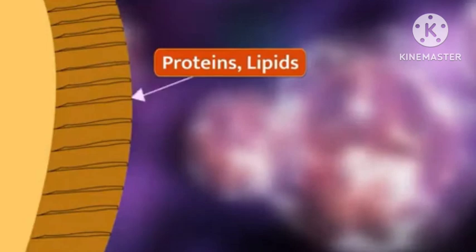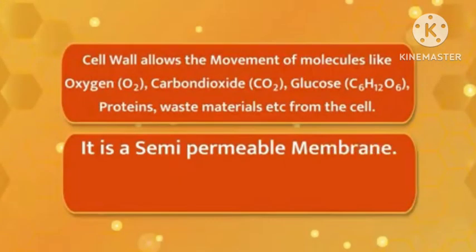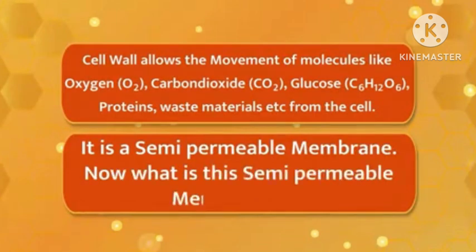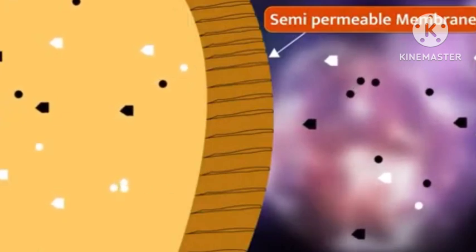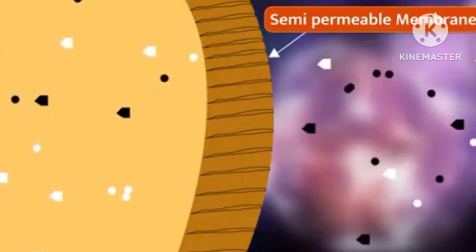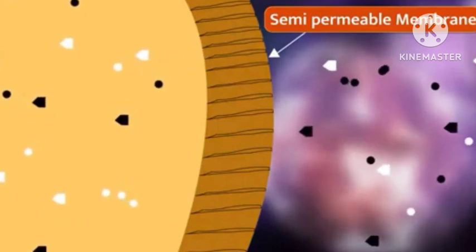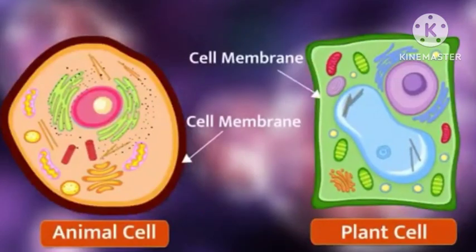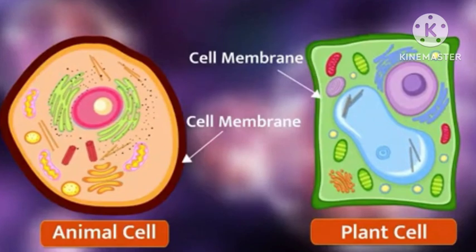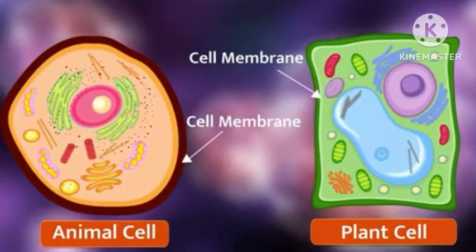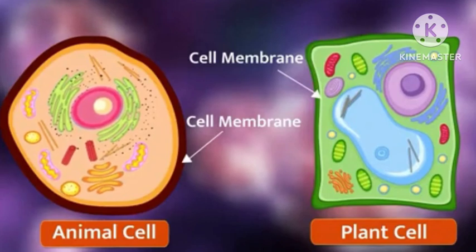It allows only particular things to move in and out. It allows oxygen, carbon dioxide, glucose, protein and waste material in and out of the cell. This is semi-permeable. Now what is semi-permeable? Why is it named semi-permeable? Because this membrane does not allow everything to pass through it. It allows only certain types of material to pass through. Since it is selective, it is known as selectively permeable or just semi-permeable, because it doesn't allow everything to pass.